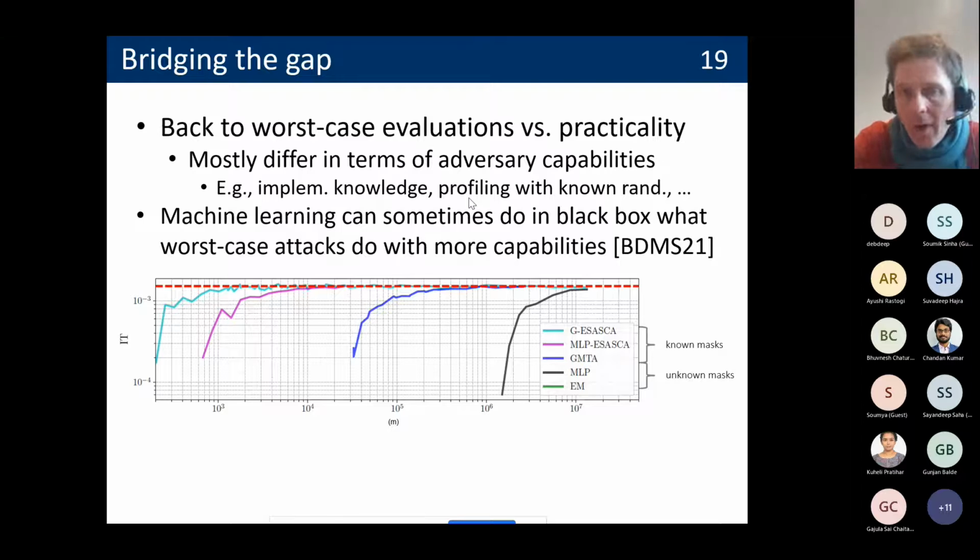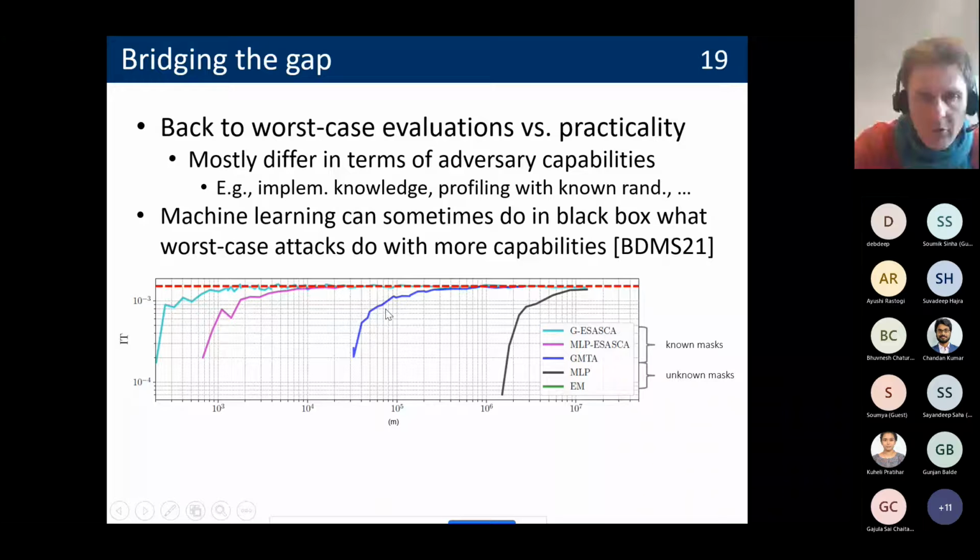And therefore, one very nice track for research, and what's a big challenge in my opinion, is to formalize a little bit this idea that machine learning can sometimes do in a black box context what worst case attacks do with more capabilities. And on the figure here, I show these information theoretic metrics. The cyan one, the light blue one here on the left, is really the worst case thing where the adversary has all the information. The black one is MLP, so multi-layer perceptron.